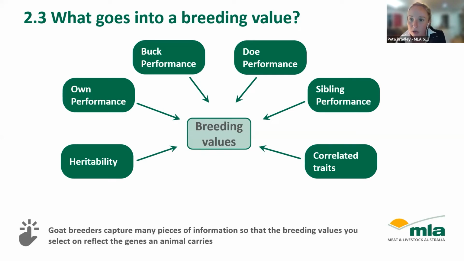We also take into account something called heritability. Now, heritability describes how much of what you're seeing is due to genetics or due to the environment. So a really good example of a trait that's moderately heritable, so it's influenced a fair bit by genes and a fair bit by the environment, is a trait like growth. Whereas a trait that might be what we call lowly heritable is something like reproduction, where we know the environment is having a bigger influence.